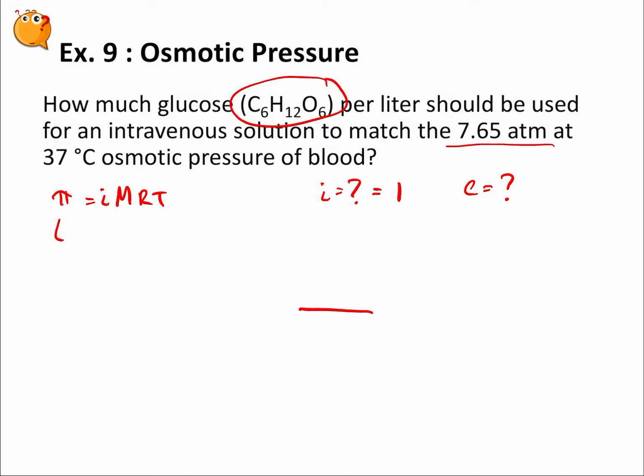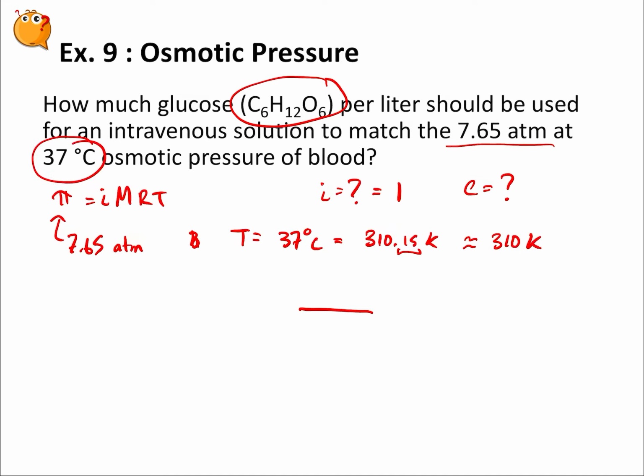We're told right away what the osmotic pressure is. It's 7.65 atmospheres. And the temperature is 37 degrees Celsius, and we would like to put that into Kelvin. So that's equal to 310.15 K. Or I guess really that's only 310 K. Those digits after the decimal are not really significant because the number we're adding here doesn't have any significant figures after the decimal. So our temperature is 310 K.